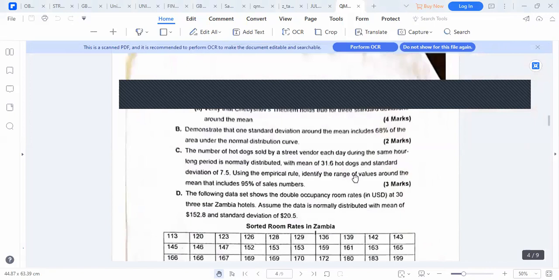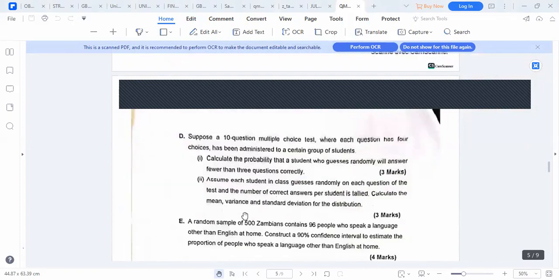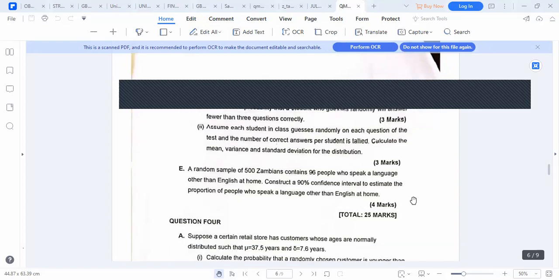Let's see on confidence interval. Is there anything? Okay, here, part E, 4 marks. A sample of 500 Zambians contains 96 people who speak a language other than English. Construct a 90% confidence interval to estimate the proportion of people who speak a language other than English at home. So what have we been given here?